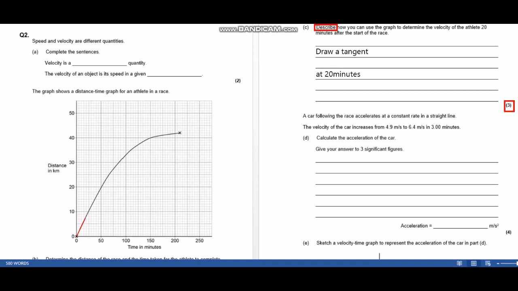And the final point is to measure the gradient of the tangent to find the velocity. Why do we need to measure the gradient? Because remember, gradient equals the change in y divided by the change in x. Here the y is distance, so it would be the change in distance divided by the change in time, and that is equal to the velocity. So that's why we can take the gradient of the tangent.